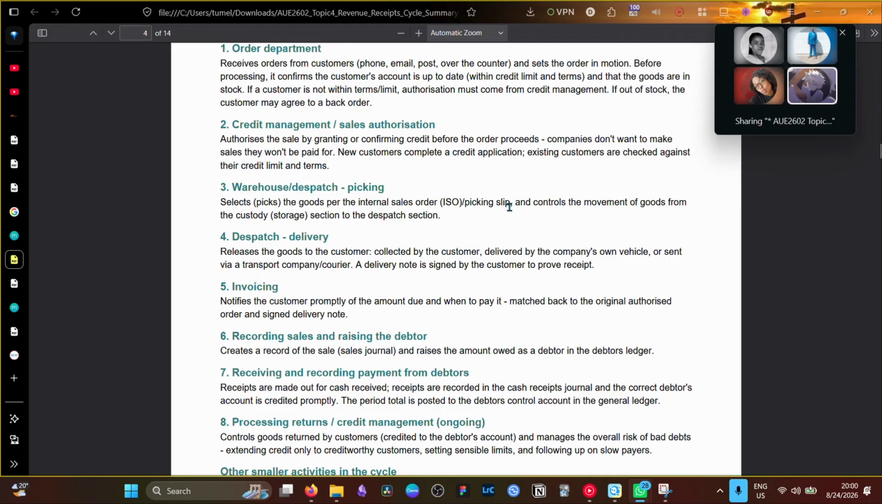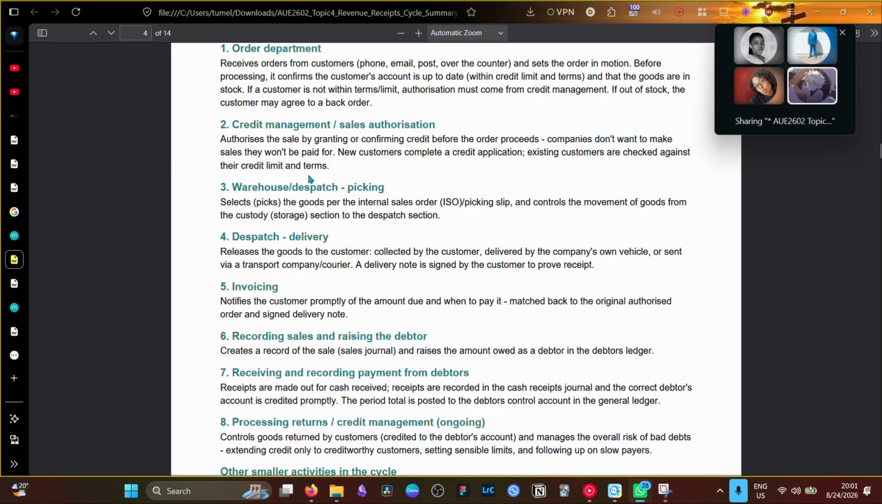By the way, these people are buying on credit. These people that are buying here are trying to buy from us, and we check what's okay. Do we have this thing in stock? Do we have, let's say, the Volcano speaker in stock? Maybe we find out that yes, we actually do have the Volcano speaker in stock. And then if we look at two, credit management and sales authorization, here what happens is it authorizes the sale by granting or confirming credit before the order proceeds.